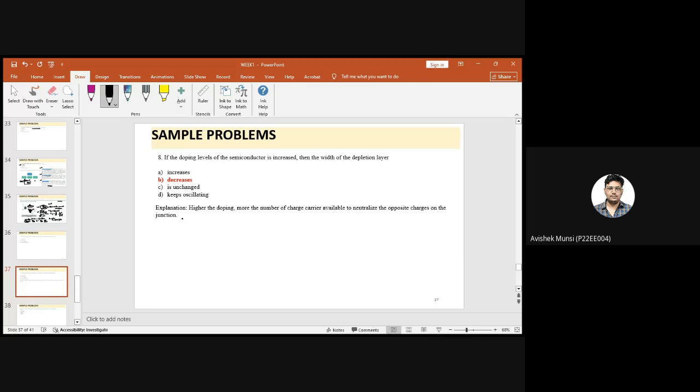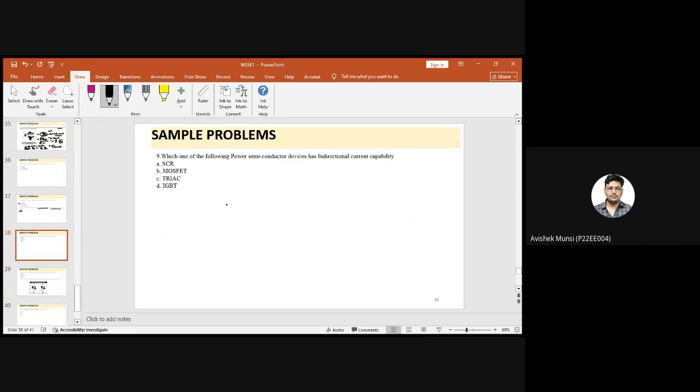So if the doping level increases, what will be the answer? It will decrease. Why? Higher doping means more charge carriers are available to neutralize the opposite charges on the junction. In a simplified way, higher doping means the conductivity will increase, and it will conduct more and more current. Obviously, its depletion width needs to be reduced. So higher doping means the depletion layer will decrease.